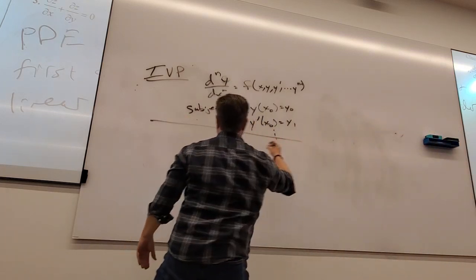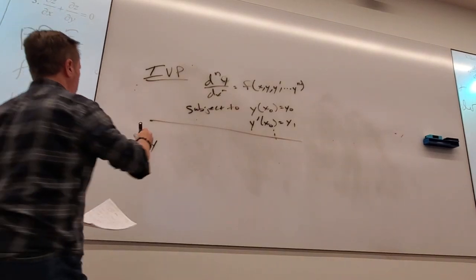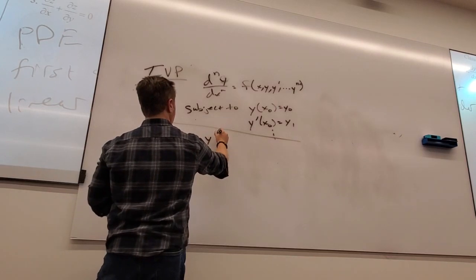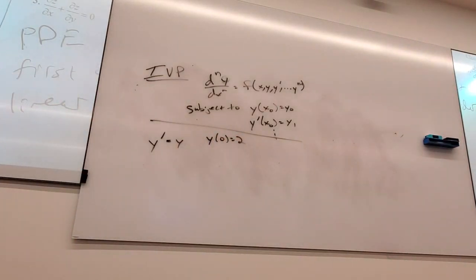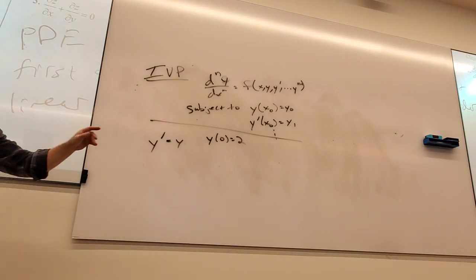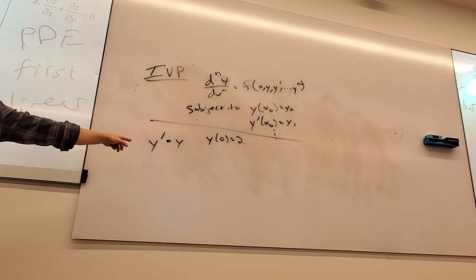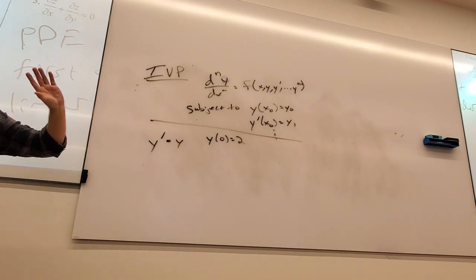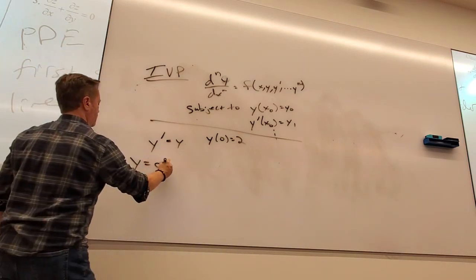So if I had, let's see, y prime equals y, subject to y of 0 equals 2. All right. So you all know what this is. What's the solution to this? This is one of the ones we talked about last time. What's the solution to this? E to the x. Be more general. Oh, c e to the x. Yes.